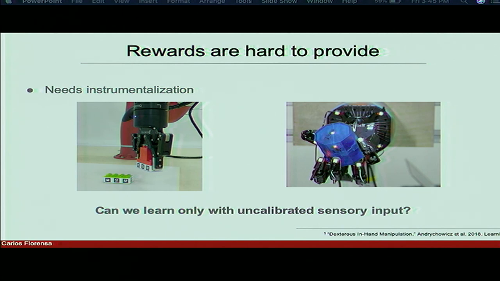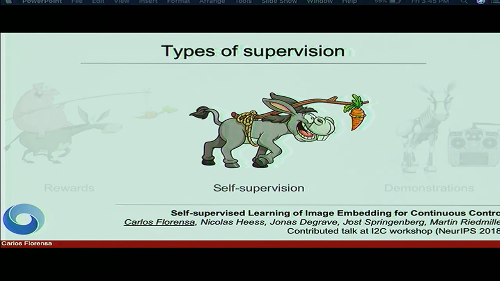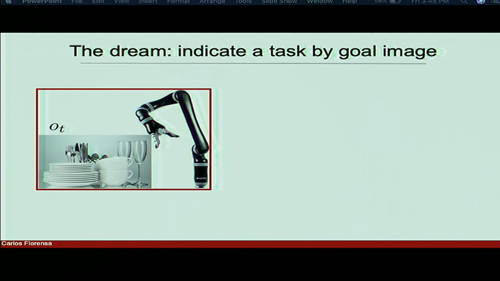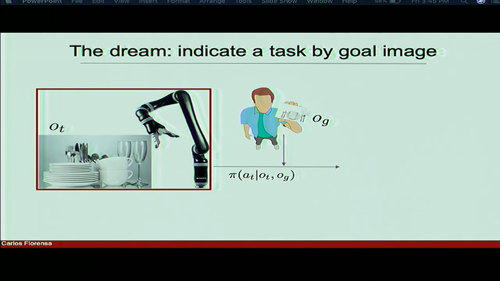To tackle this task, I'm going to be talking about this work, self-supervised learning of image embedding for continuous control, a work done at DeepMind. The main idea is that we would like to have a robotic system that observes the world. This is OT, the current observation of the world. And we give it a goal observation, OG. Our policy, Pi, takes actions at every time step, given the current observation, OT, and the goal observation, OG, such that the world ends up in the state that we just gave it. This would be fantastic if we could do this without instrumentalizing the world.